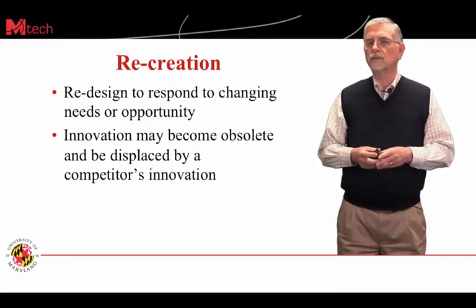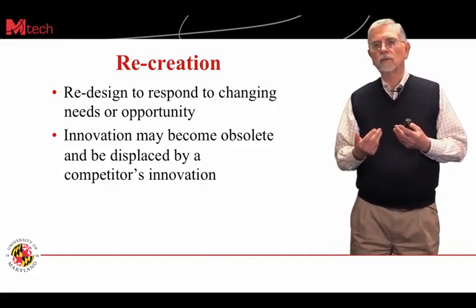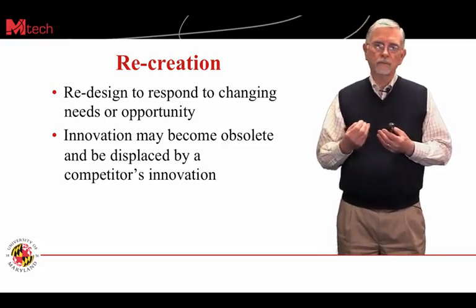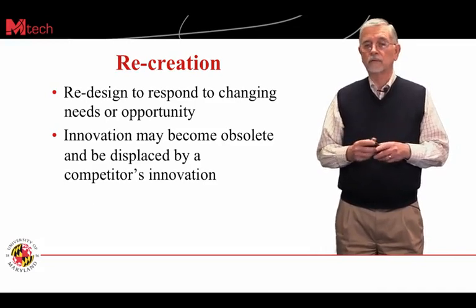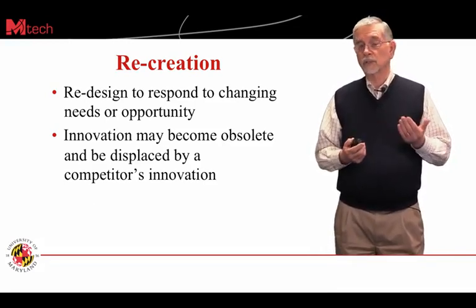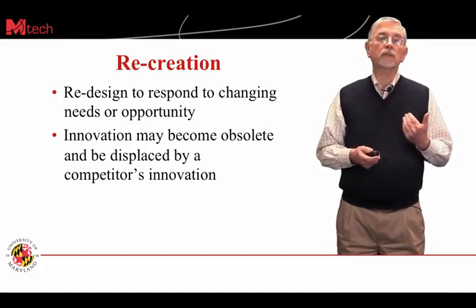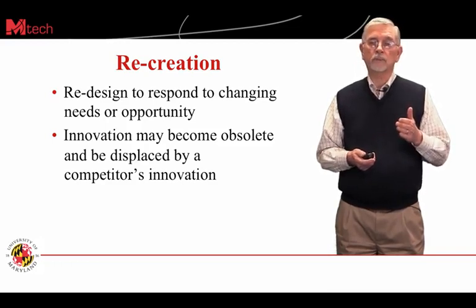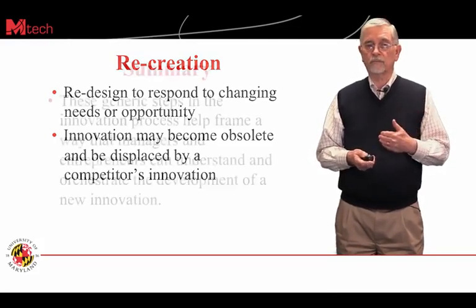And so that's the activity that happens in this stage of the process. And finally, we get to recreation. And recreation is where the innovation gets reconsidered for not only improvement, but maybe complete refinement. And maybe the innovation is becoming obsolete. It may be becoming obsolete because it's being displaced by a competitor's innovation. And so you need to look at what's happening in the marketplace and determine when you need to make a change in your offering, your innovative offering.